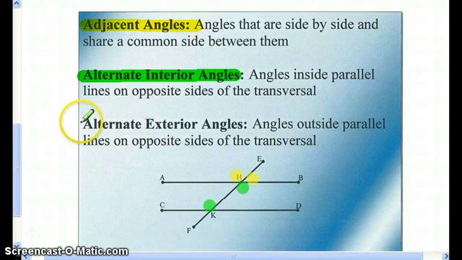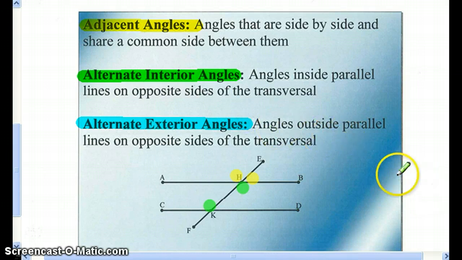The last term that we're going to talk about is alternate exterior angles. These are angles that are outside of the parallel lines on opposite sides of the transversal. So one example of alternate exterior would be outside here, top left and bottom right. Please highlight one pair on your notes. The second example would be here, outside of the parallel on opposite sides of the transversal.